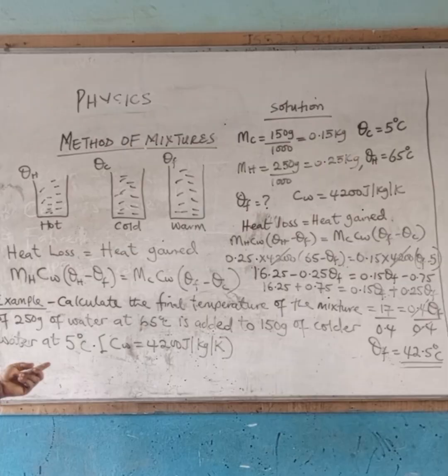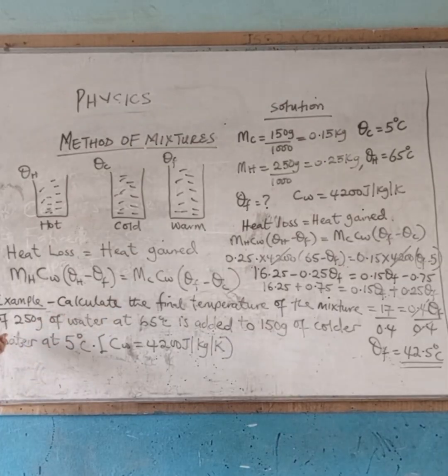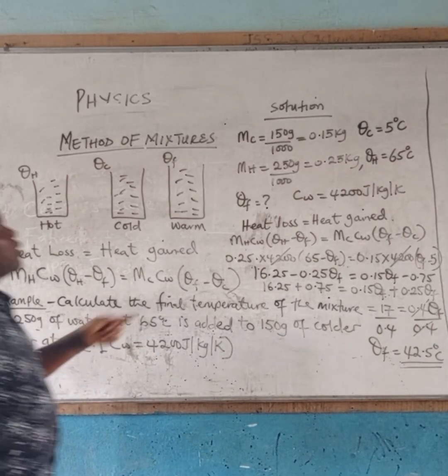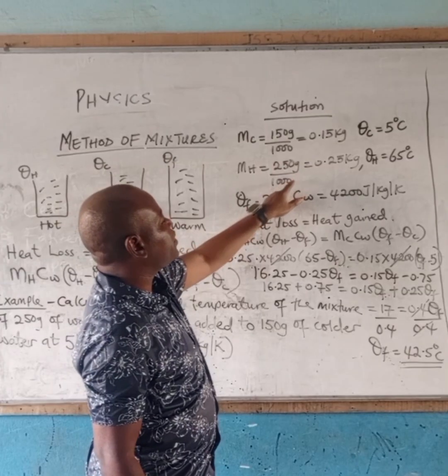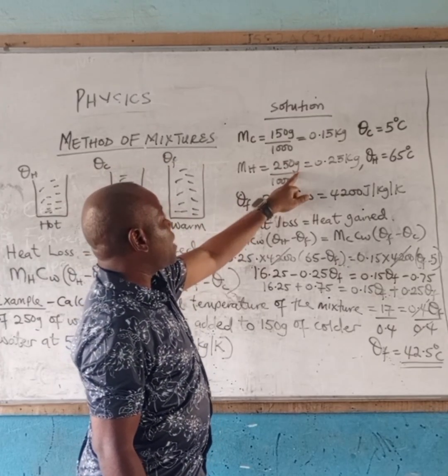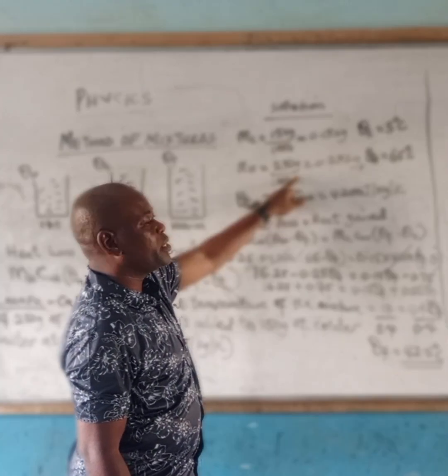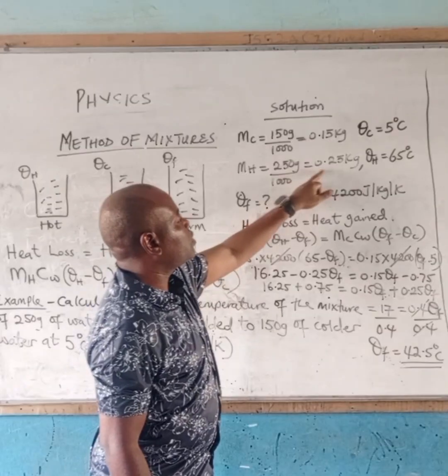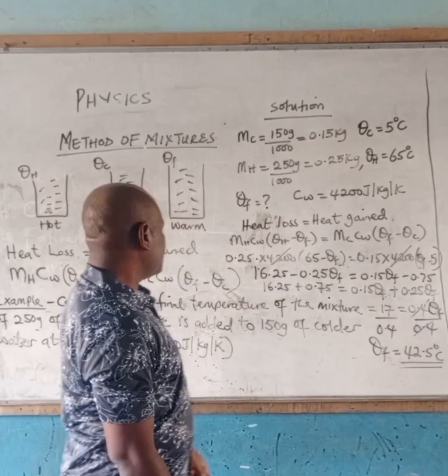Now, let's go back to the question. The final temperature of mass 250 grams of water. This is the temperature of hot water, which is 250 grams. The mass also is in grams, so we divide by 1000. It's going to give us 0.25 kg.